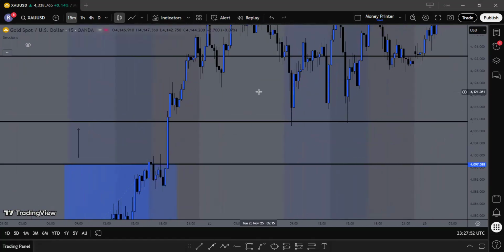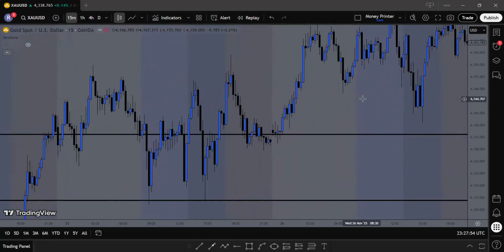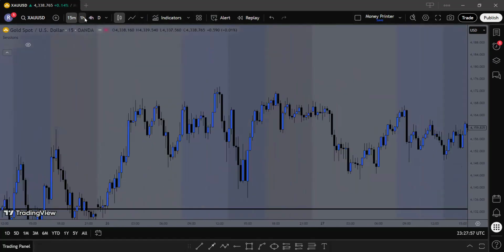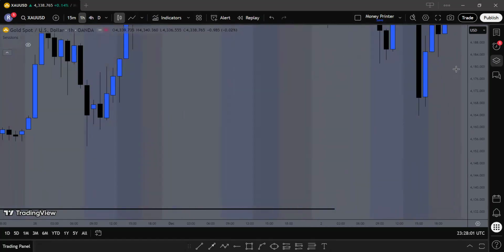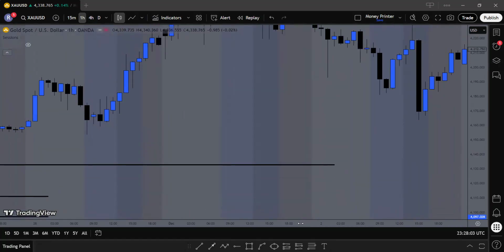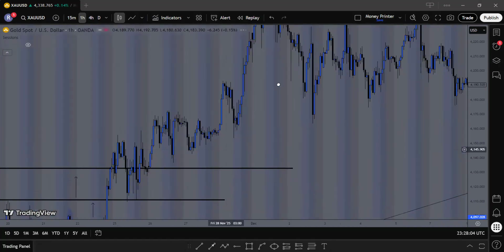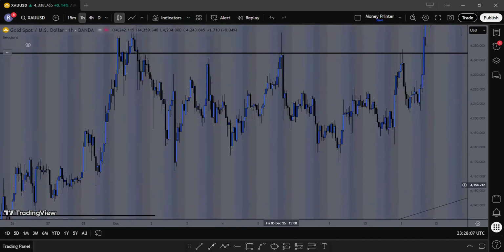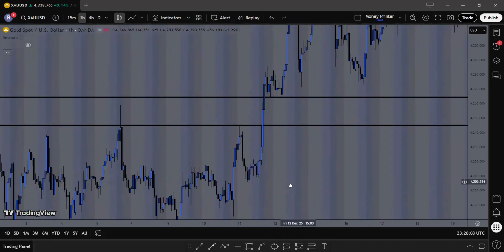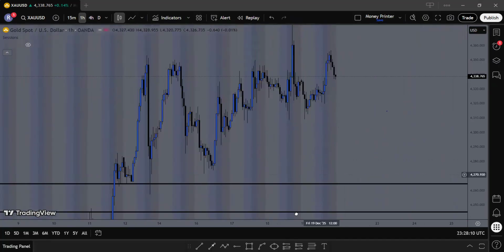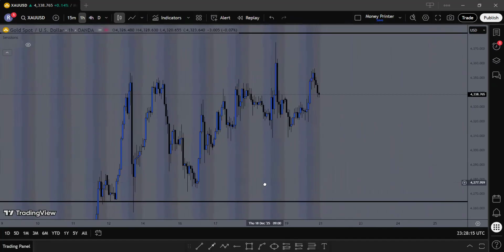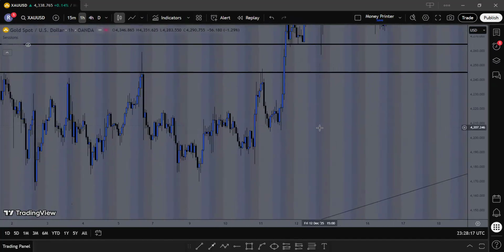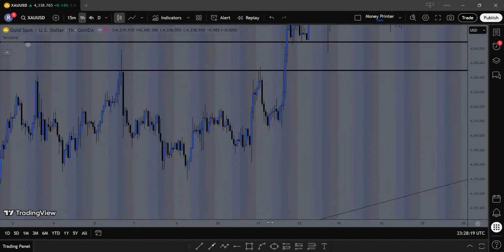The other trade that I had caught was right here as well. Let me find it. 1 hour. The other trade that I had caught was right here. I'm gonna find it for you guys. This was an amazing trade. I love that trade. Right here. Two trades we caught right here.